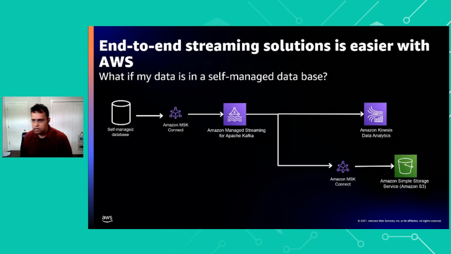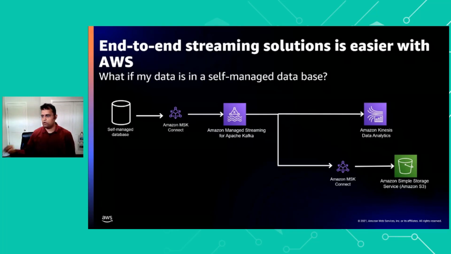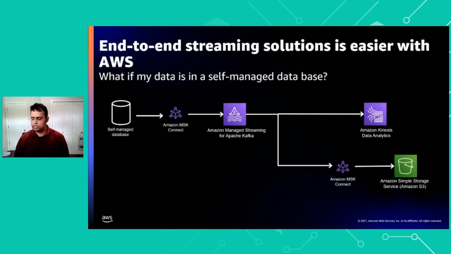I want to move this data to S3 to do my in-depth analysis. I can still do that. I can use MSK Connect to now stream the same changes, move that over to S3. And then I can do the in-depth analysis that we talked about, with the prior example as well.